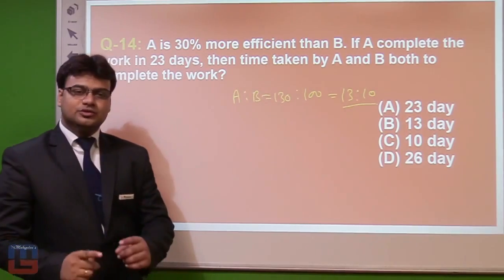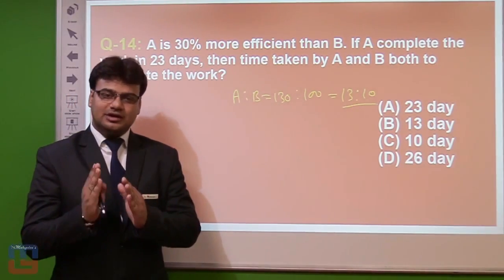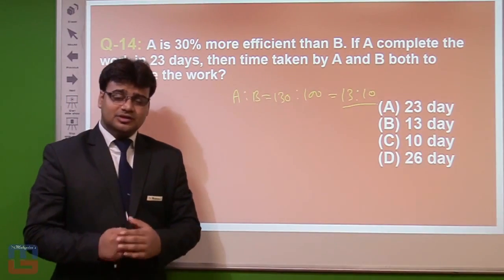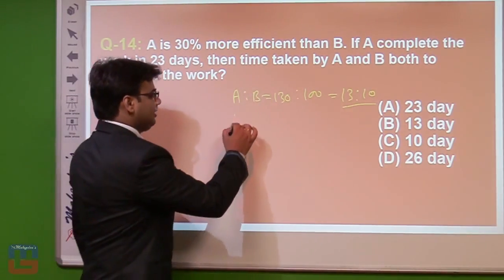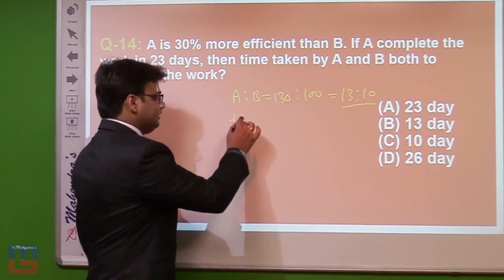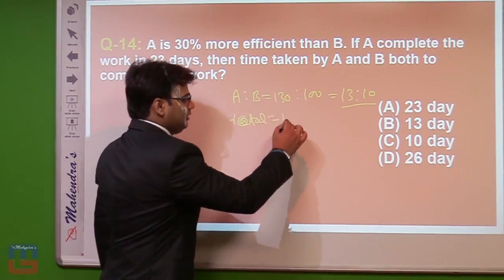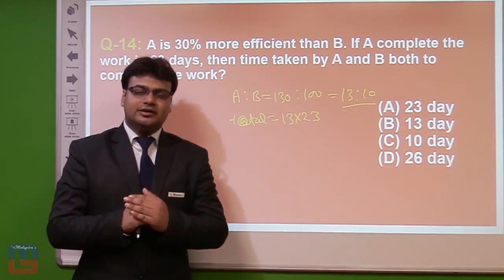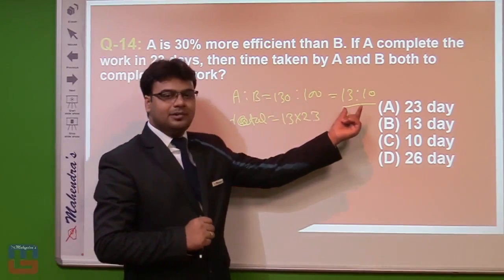That means A can do 13 work per day, B can do 10 work per day. A can complete the whole work in 23 days. How much is the total work? We calculate easily, because A can complete 13 work per day, so total work is 13 into 23. If both work together, how much work is done per day?